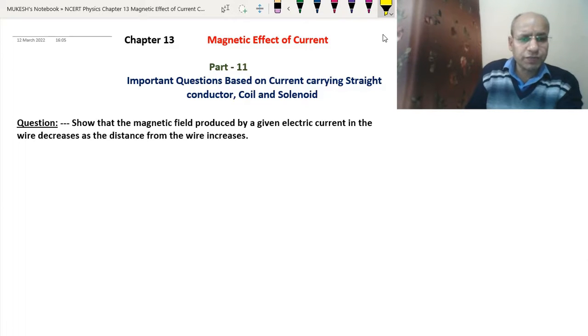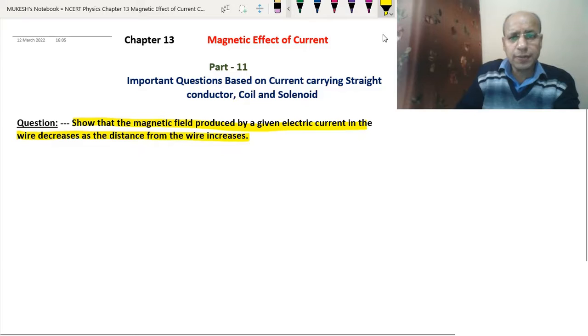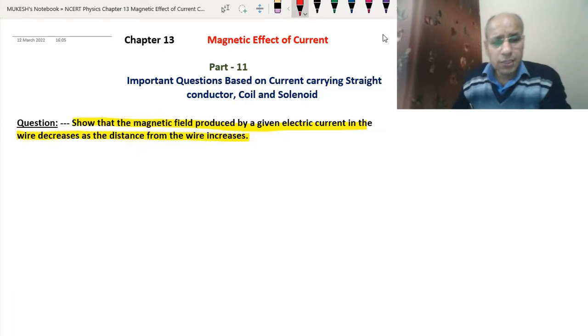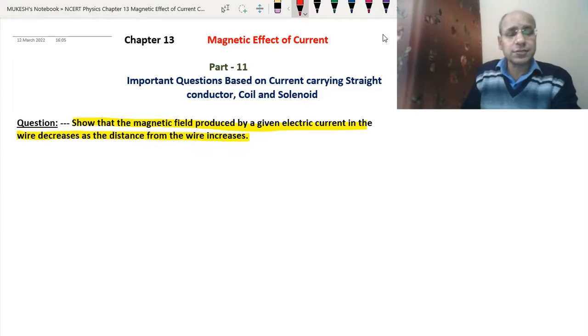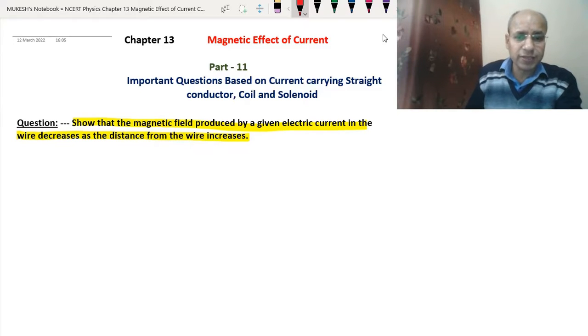So the first question we have: show that the magnetic field produced by a given electric current in the wire decreases as the distance from the wire increases. This question is related to the factors which affect the magnetic field in a straight current carrying conductor. Suppose this is the wire. One distance is this, another distance is this, another is this. Suppose these are R, P1, P2 and P3.